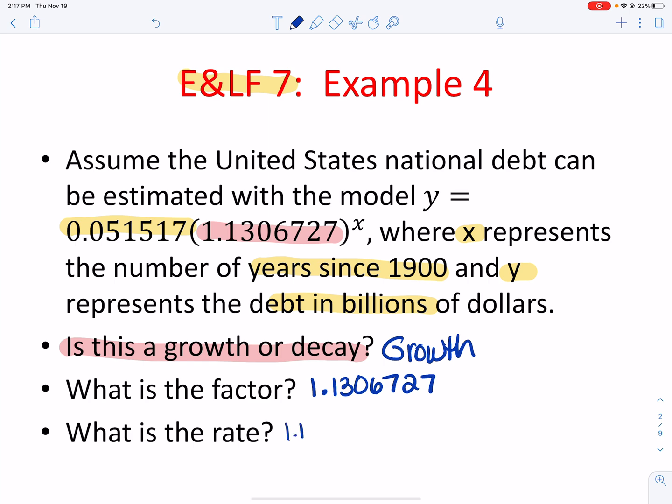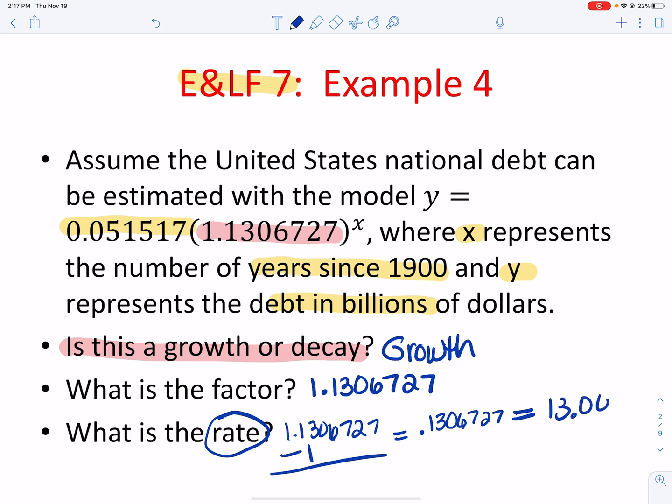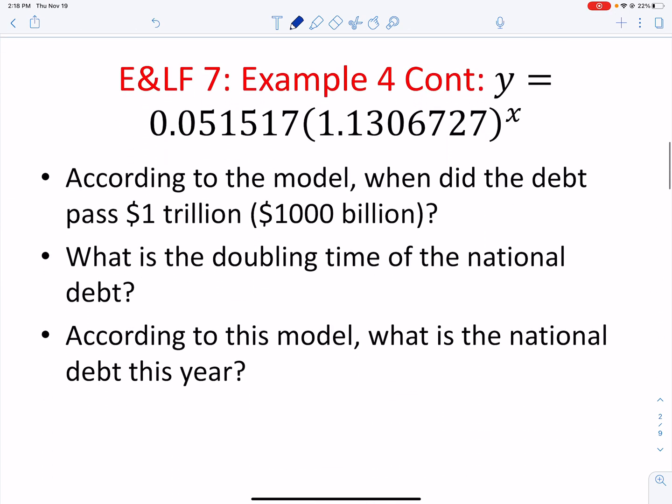So you're going to do 1.1306727, and you're going to minus 1, and you get 0.1306727, but that's not a rate. So you're going to have to move the decimal 2 places, and my answer is 13.06727%. So that is my rate. Okay, I will not accept the 0.13. If I ask for a rate, I want the percentage.